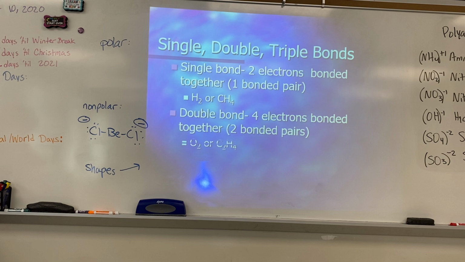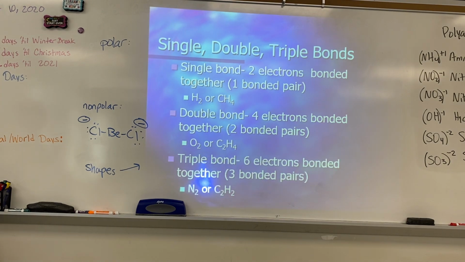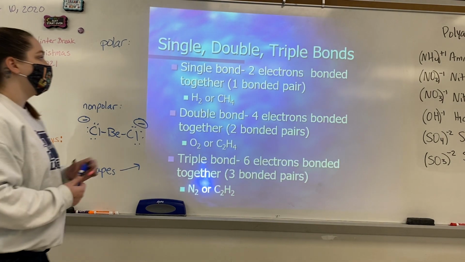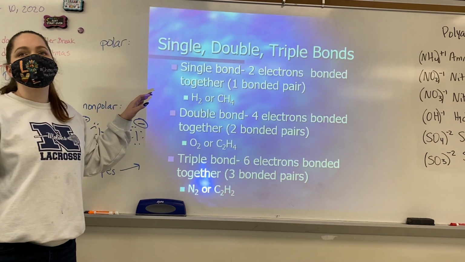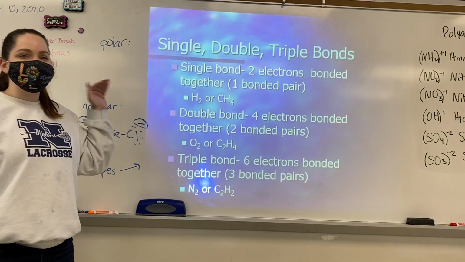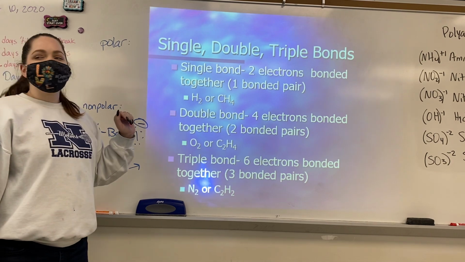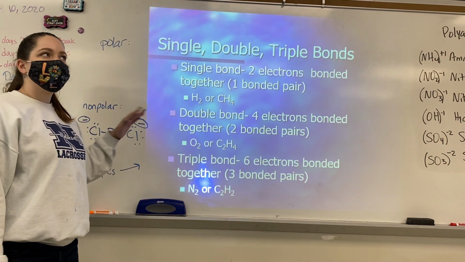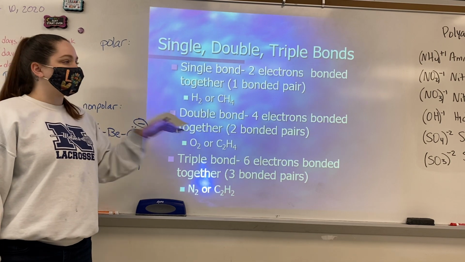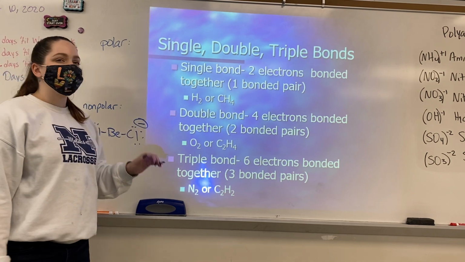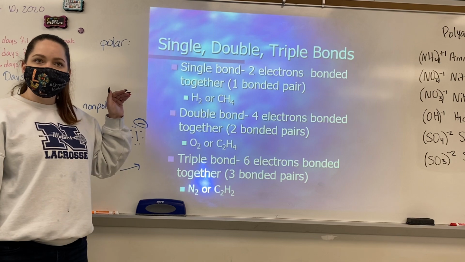And then, I think we already talked about single, double, and triple bonds, but just to review, single bonds are represented by two shared electrons. So that is our single dash. Our double bonds are four electrons shared, and it looks like two dashes. And then our triple bonds are three pairs, and they make three dashes.